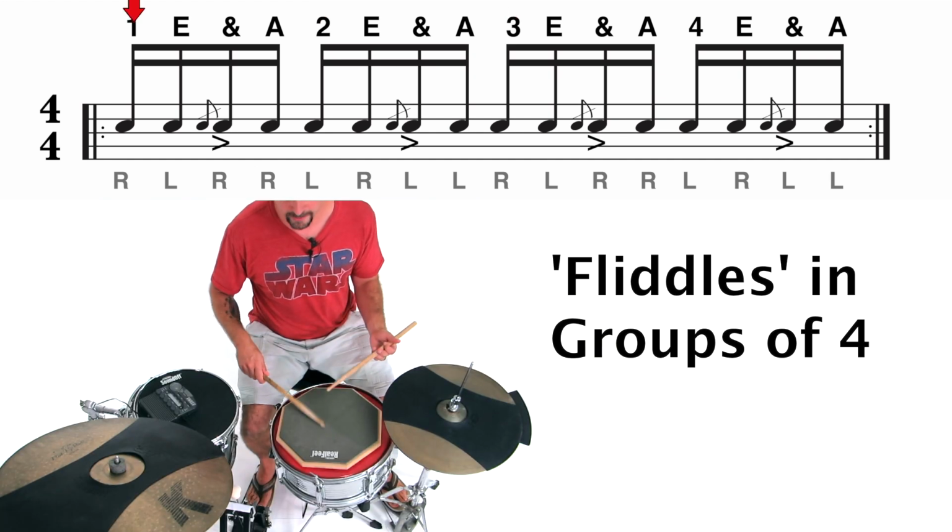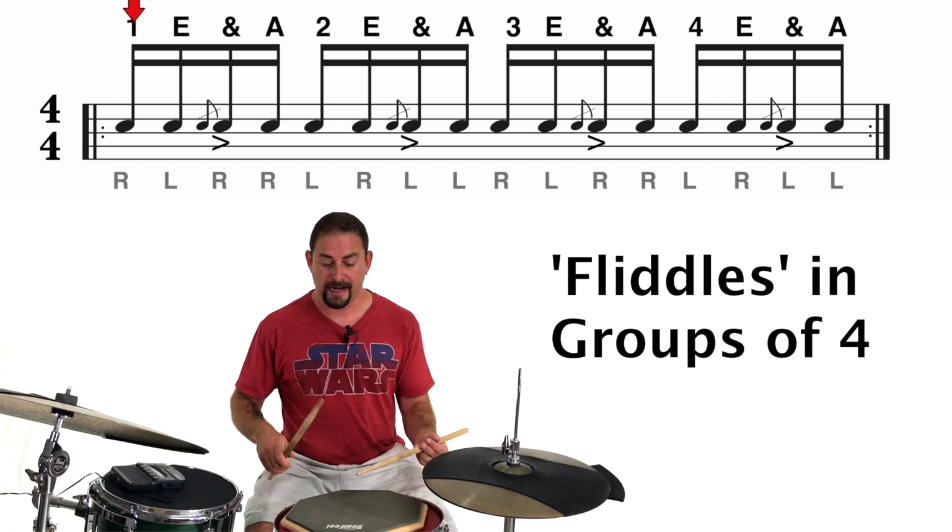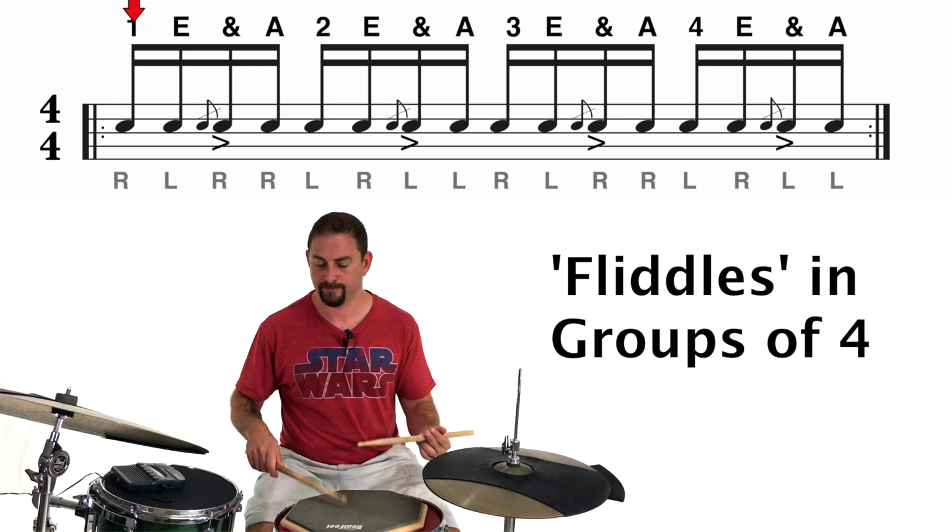Okay, now like I said before, this would be your flam mill, but an alternate name for it would be a parafliddle. So parafliddle, parafliddle, parafliddle, parafliddle. Moving on, let's talk about groups of 5.